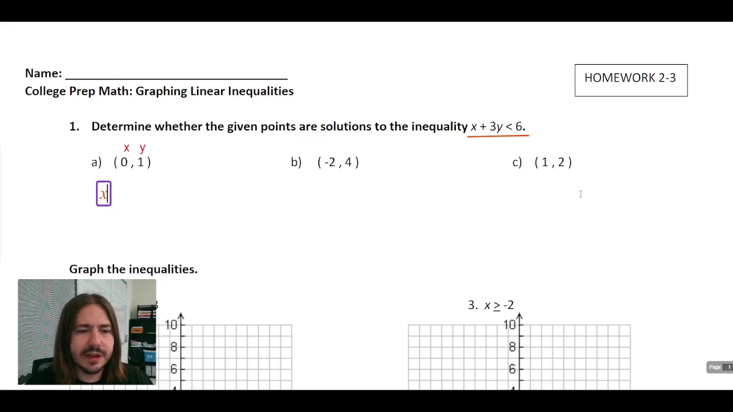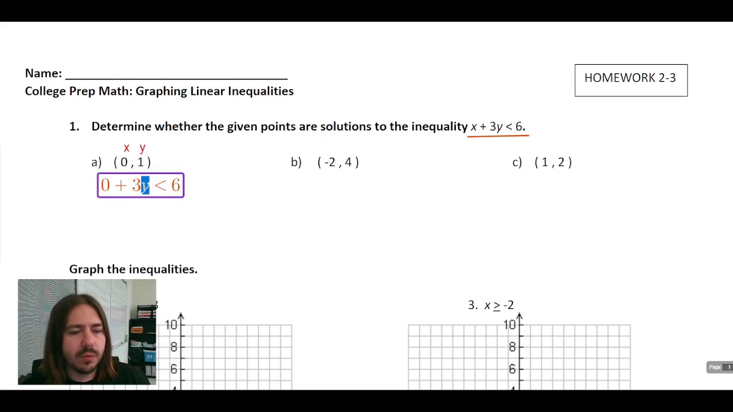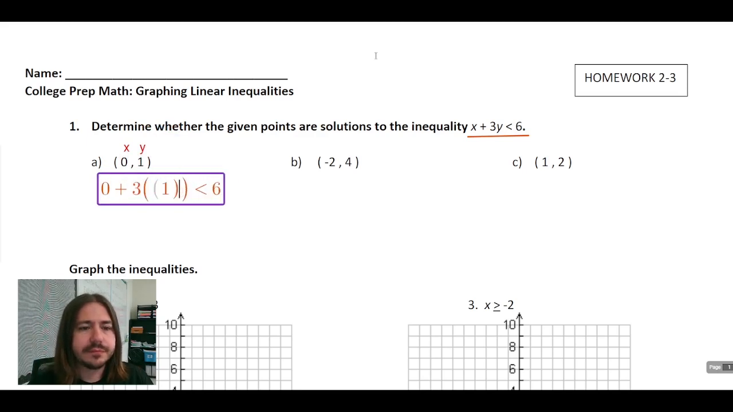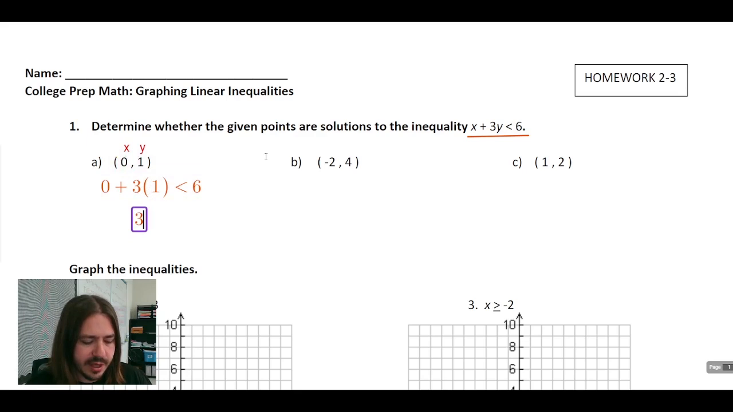So I'm going to rewrite it just so you can more clearly see what the substitution is. For x, I'm going to plug in 0. So I can put 0 here, and I'm going to put 1 here. And we're just going to evaluate this. 0 plus 3 times 1. 3 times 1 is just 3, and then plus 0 is just 3. So we get 3 is less than 6.